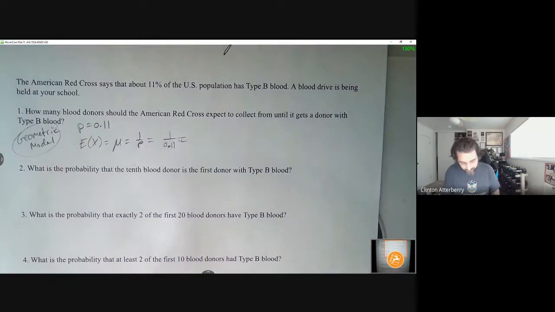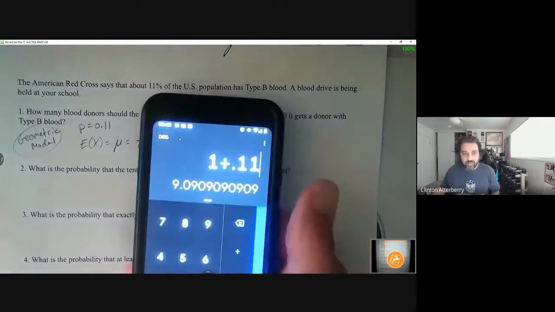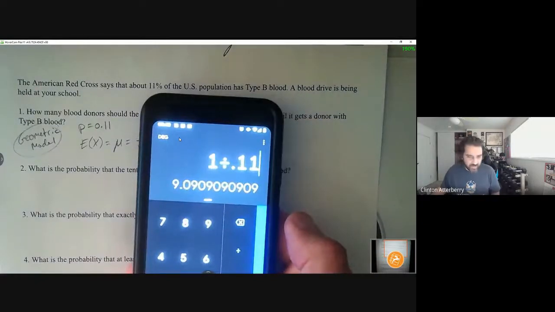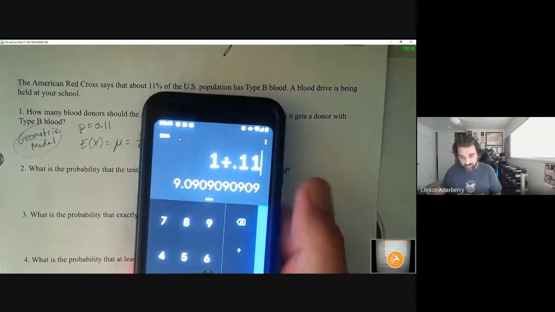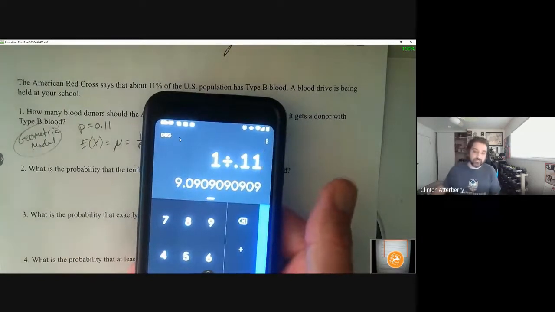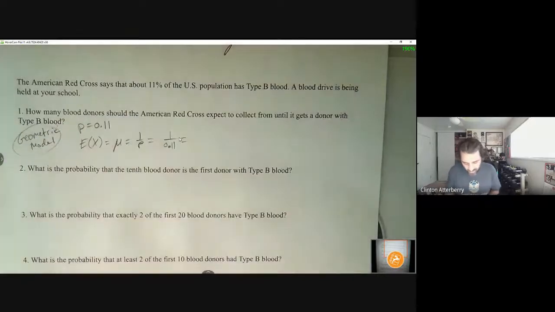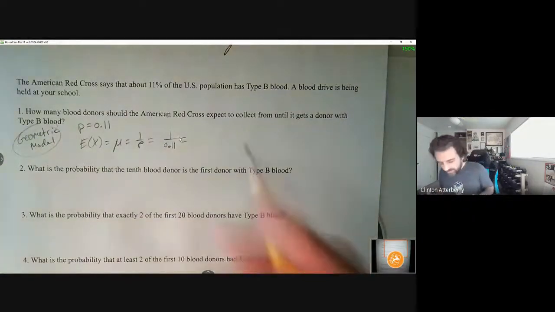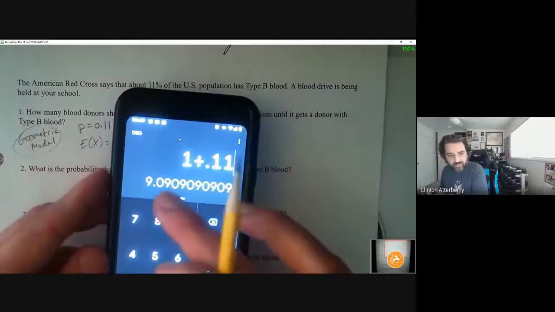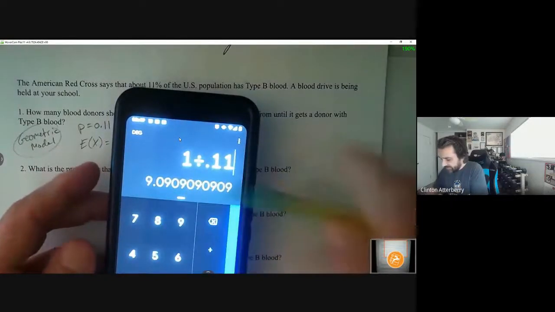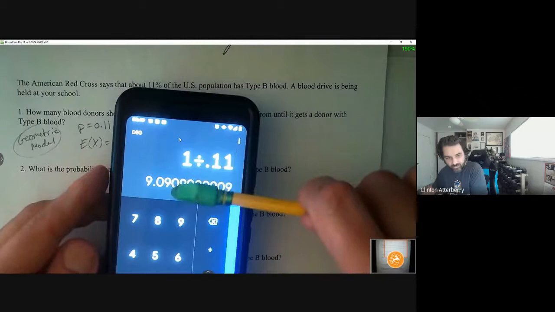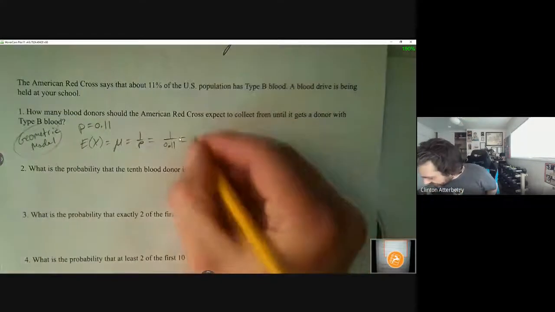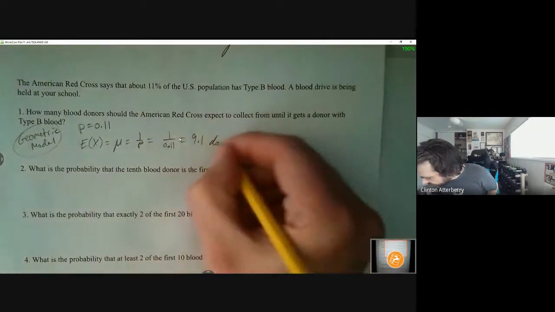Let's see here. I have the answer. I'm just double checking. Whenever you take a decimal that's less than 1, like 0.11, and you take 1 divided by that, it always gets bigger. It actually will increase. So I'm going to round this to just the tenths place. So 9.09, I'm going to take that 0.09 and round it up to 0.1. So I'm going to say 9.1 donors.